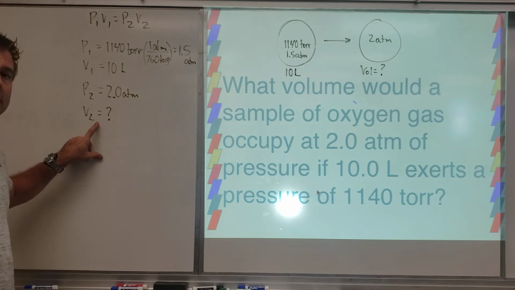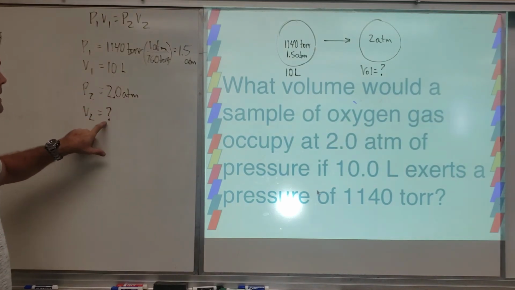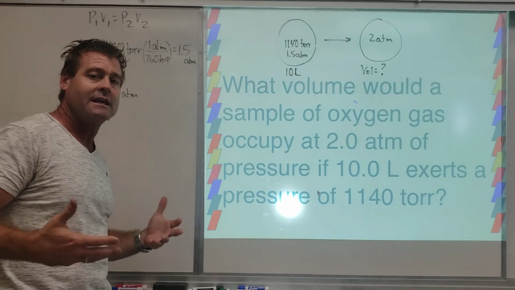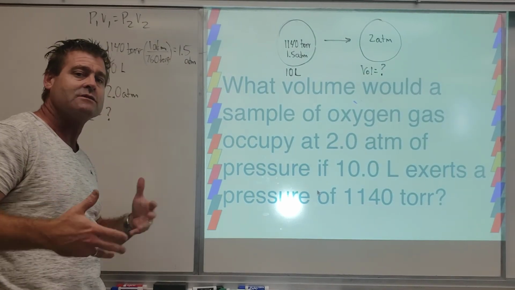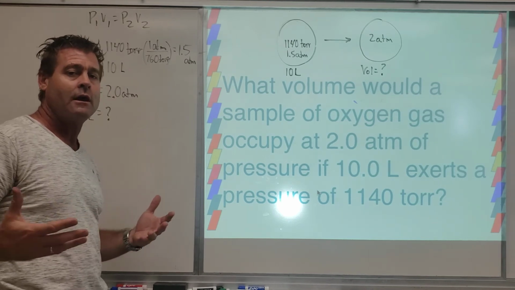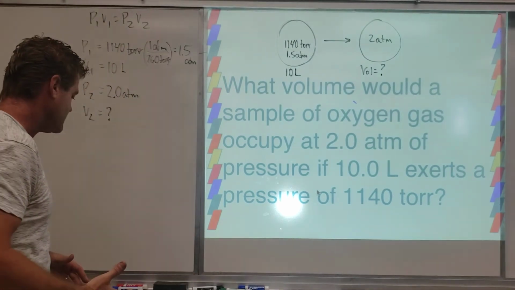What kind of value am I expecting here? I better get a number that's less than 10. If I get a number that's not less than 10, that's probably an indication I did it wrong. This is where it's good to make an estimation or prediction ahead of time so it can catch you if you perhaps made an error in your calculations.